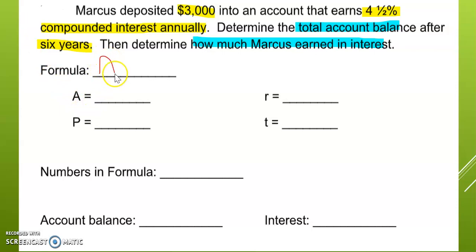So the formula is A equals P times 1 plus R to the T. So first we're going to find out the total account balance, the all. So this is our unknown, that's a question mark. The principal, again, is the money. So this is the 3,000.